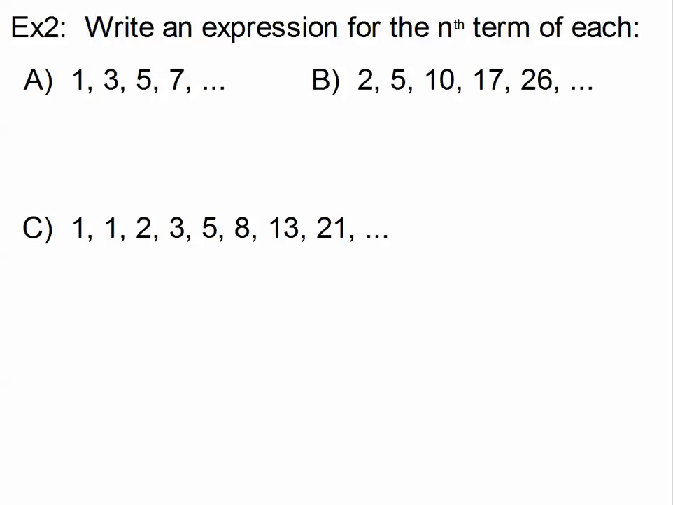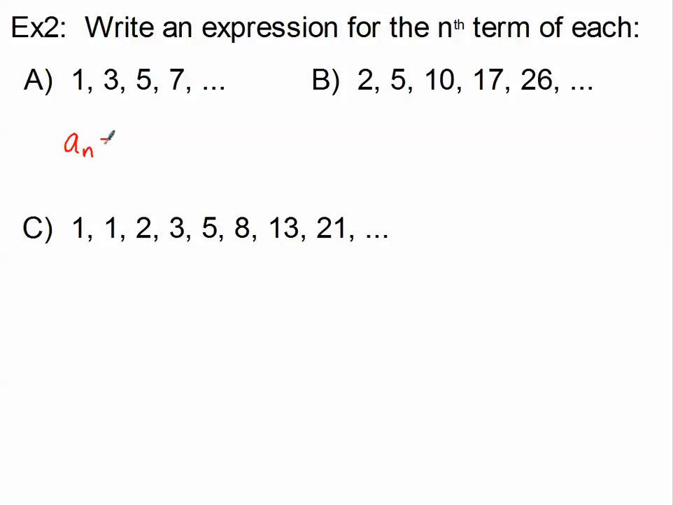Let's go ahead and write rules now. That's what example 2 says. We're writing an expression for the nth term of each. That's basically writing the rule. So here's our first one in part A. We've got 1, 3, 5, 7. I know that you can continue this pattern, and that's important to be able to understand how to do the pattern, but let's see if we can write the rule.